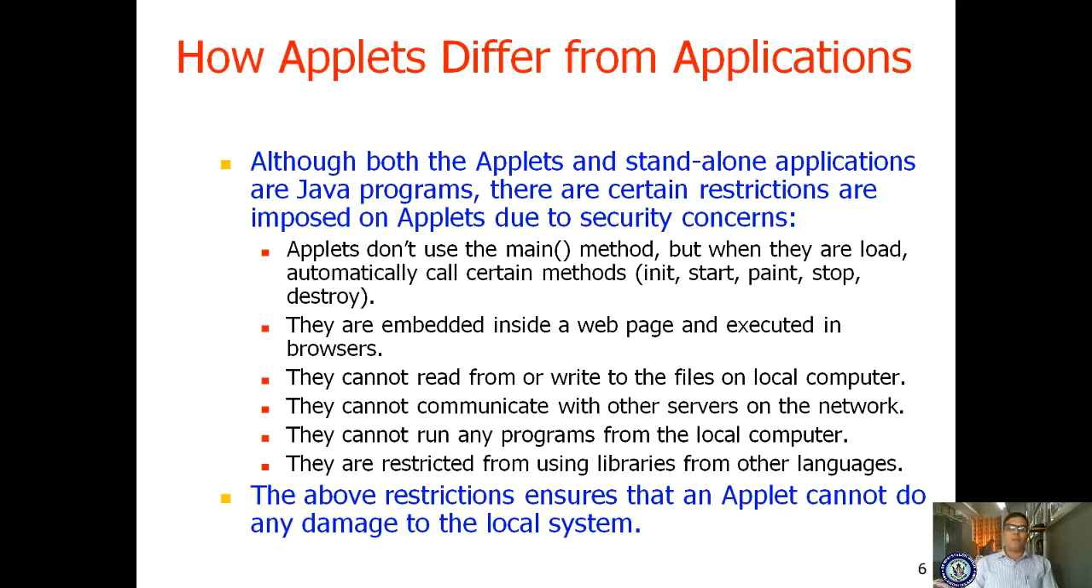Applets don't use the main method, but when they are loaded they automatically call certain methods. As we know, every Java program starts from the main method, that is public static void main. But an applet doesn't have public static void main. Whenever you load an applet program, it calls certain built-in methods. What are the built-in methods? Init, start, paint, stop, and destroy.